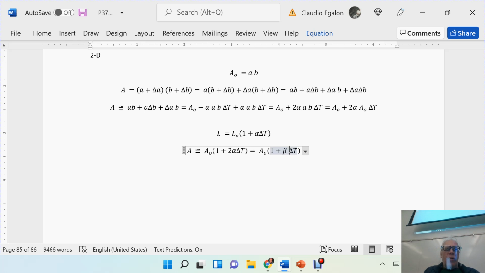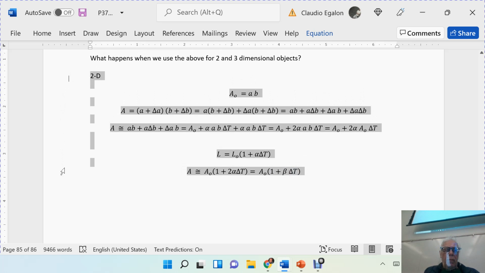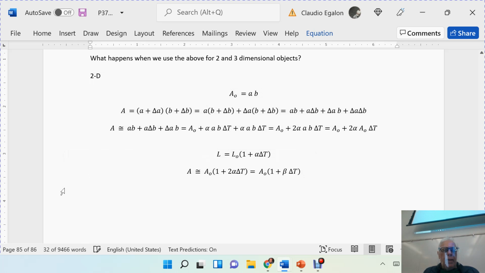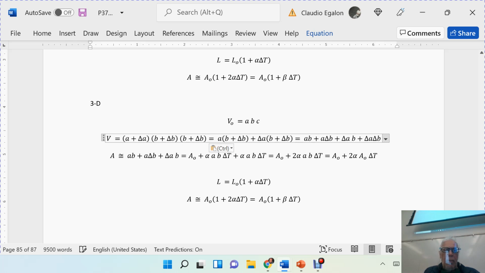And then we can do the same for the 3D case. Here you go. I'm just going to copy that and paste here. For the 3D case, we have our V naught equal to ABC. We have our final volume. Change it here. Here you go. 3D is going to be A plus delta A, B plus delta B, C plus delta C. Like that.